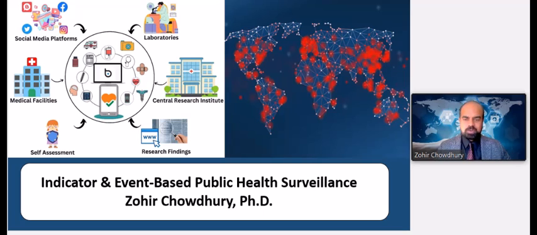So this is Zohir Chaudhary, and today we will focus on indicator-based and event-based public health surveillance systems. Especially the event-based public health surveillance system is a new type of surveillance system, which we'll definitely introduce a lot more later. But in here, we'll compare the two types of system against each other to understand how they overlap and how they vary.